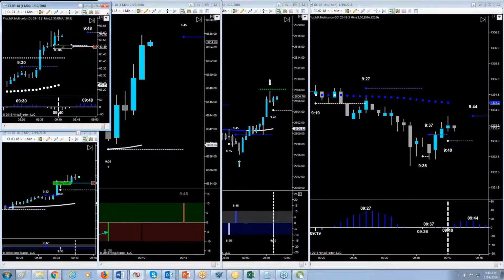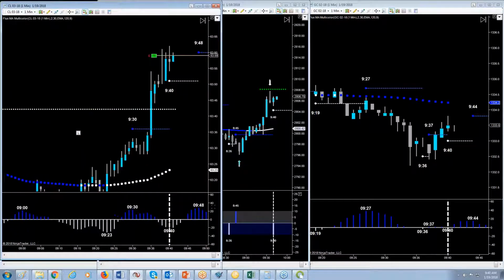Okay, over here in crude, we'll see if we can't get filled right here, and whether or not this will be another push up right there.